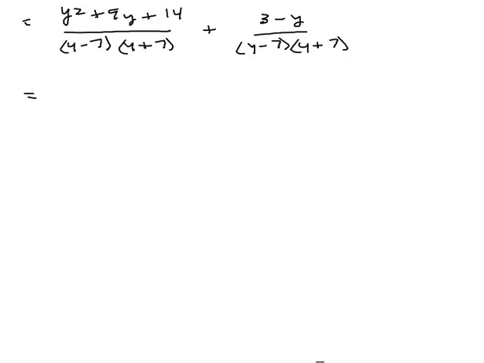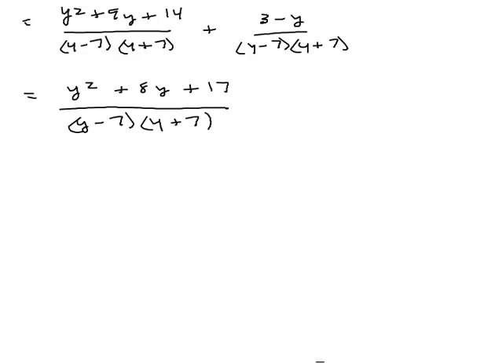This is an addition problem, so all we have to do is combine like terms. We just have to add up the numerators. What does that give us? y², we have 9y − y is plus 8y, and then 14 + 3 is plus 17, over (y − 7)(y + 7). Now, as always, we're going to see if it simplifies, but two numbers that multiply together to give me 17 and add together to give me 8 don't exist, so we are done. That is, we have now done the original subtraction problem.